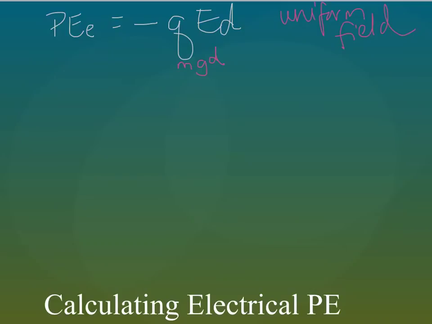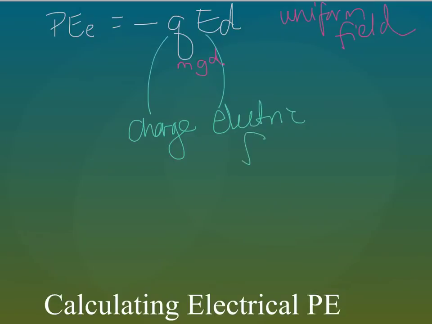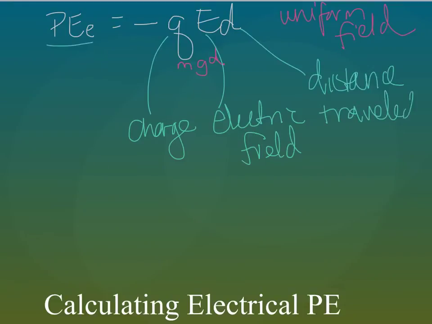I also want to point out, let's make sure we're clear on this. Q is our charge, E is our electric field, and D is the distance traveled. Because this is still potential energy, we measure it the way we always did, in joules, which is that capital letter J.